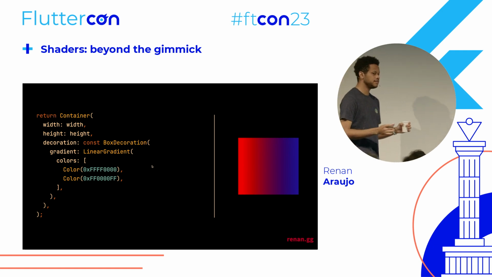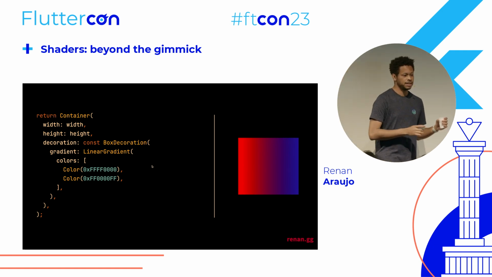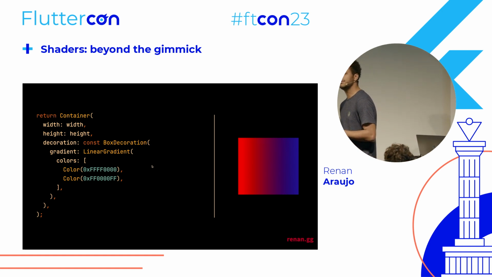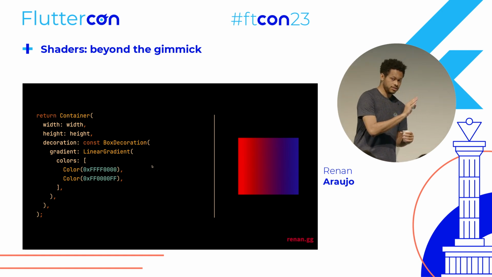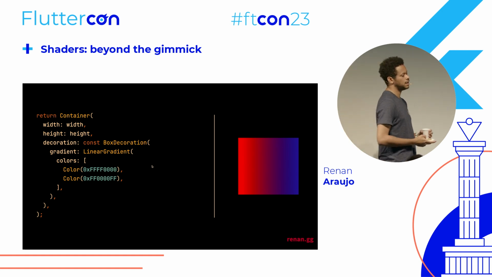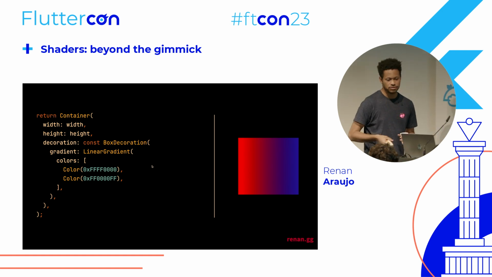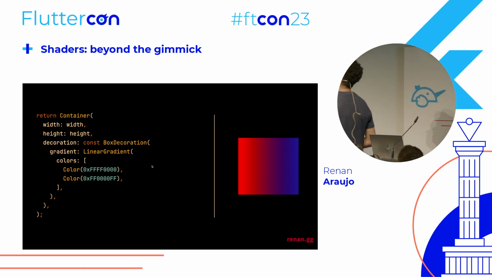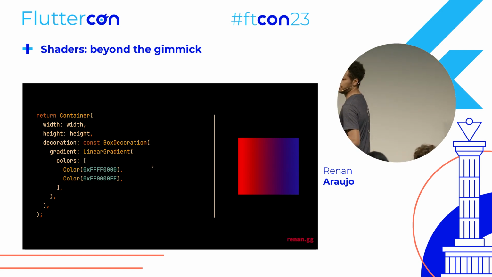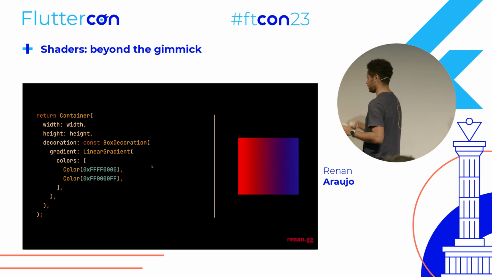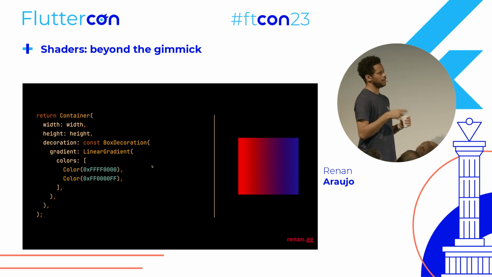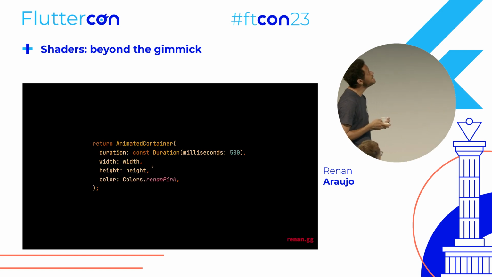Every gradient is an interpolation of colors, but this interpolation happens through space. So in this case of the horizontal interpolation, we're interpolating between red and blue, given the horizontal axis of the container. And we can do that without shaders or anything. So interpolation in UI development is everywhere. Okay, so we learned that we can interpolate in time and space, but there is a limitation.